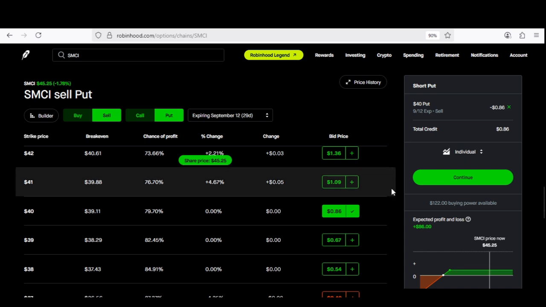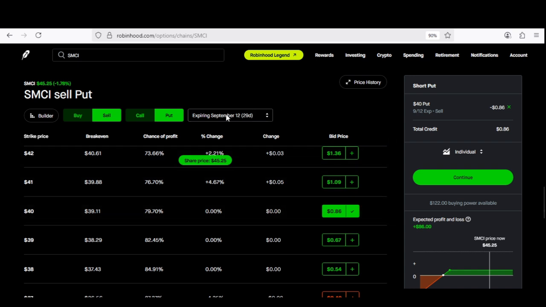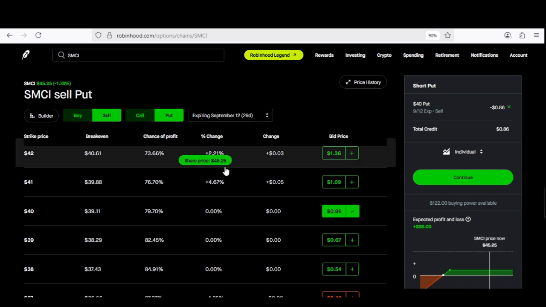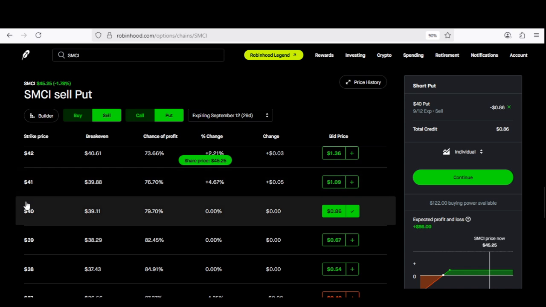Now, you can keep doing this option strategy. You just rinse, you repeat, you keep doing it over and over again. In order for you to do it over and over again, this is what has to happen. Come expiration date of September 12th, ideally you want this share price of $45 to stay above the $40 price. If it does stay above the $40 price, then you're going to receive back your collateral.